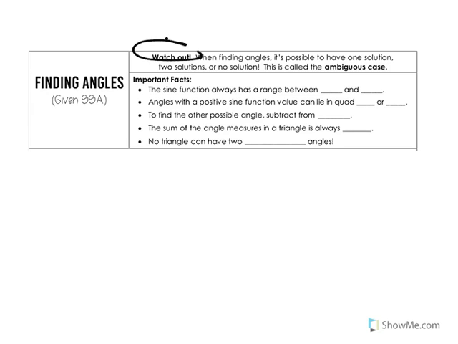So it says, watch out. When finding angles, it's possible to have one solution, two solutions, or no solutions. This is called the ambiguous case. Okay? So the sine function always has a range between -1 and 1. Angles with a positive sine function value can lie in quadrant 1 and 2.